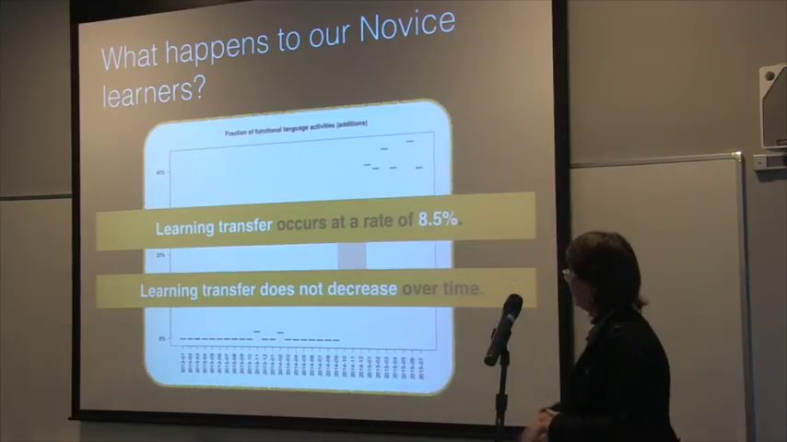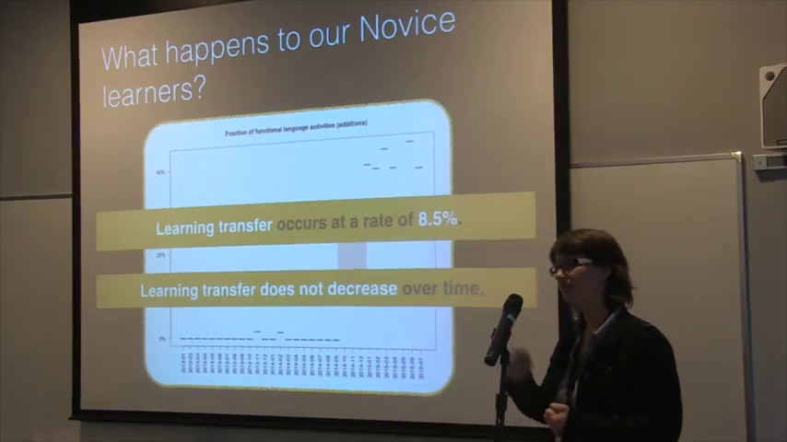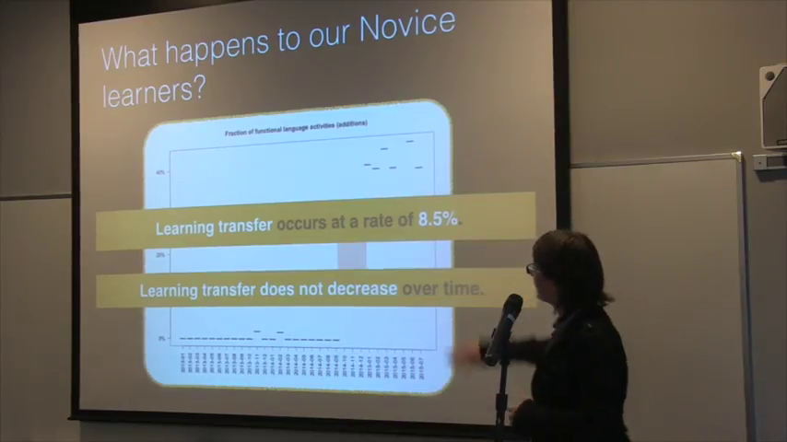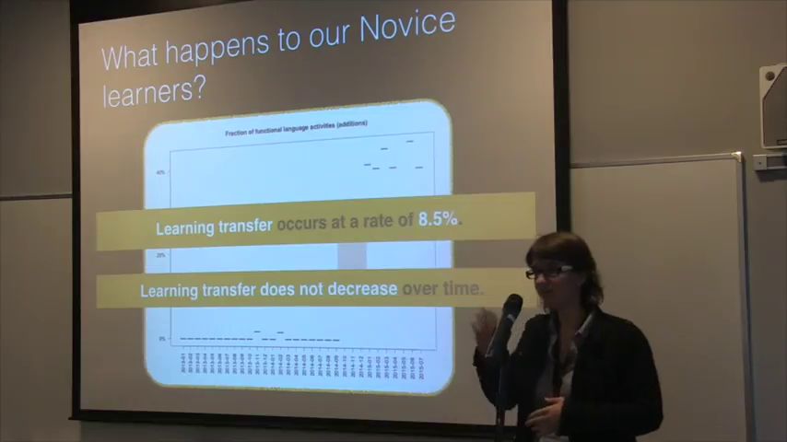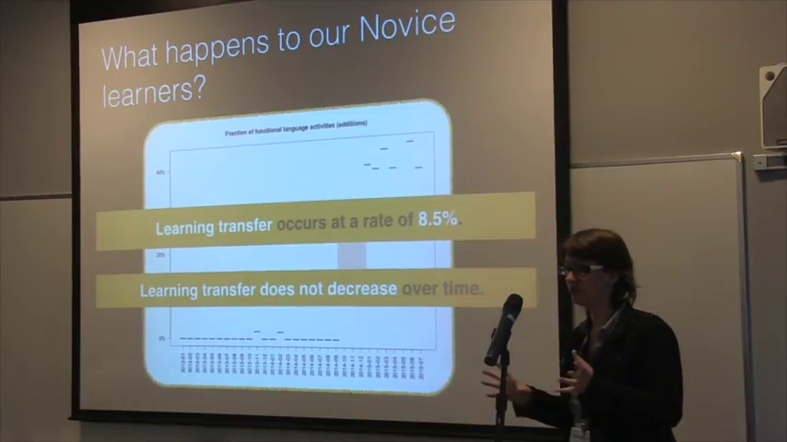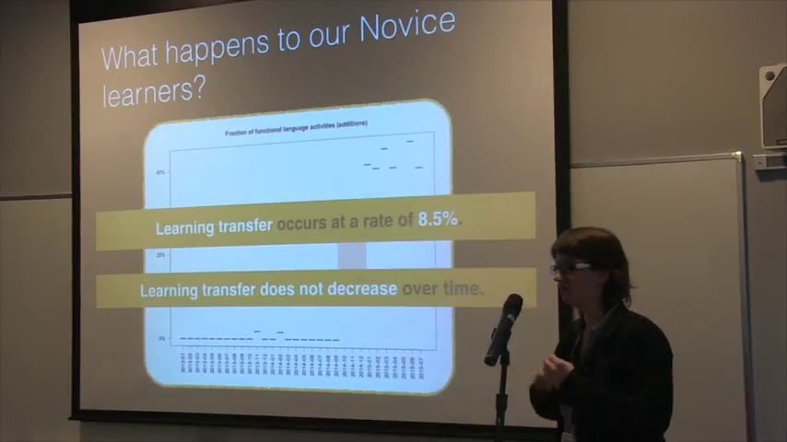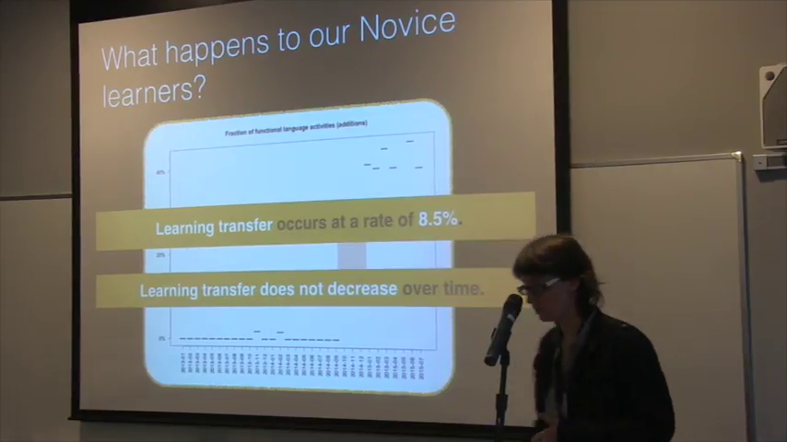Now, interestingly, and this is in contrast to the literature, learning transfer does not decrease over time. Even 6 months after the course, still about 35 to 40% of all the programming that these novice learners did was functional. So after this initial hump, it didn't increase, but it also didn't decrease.